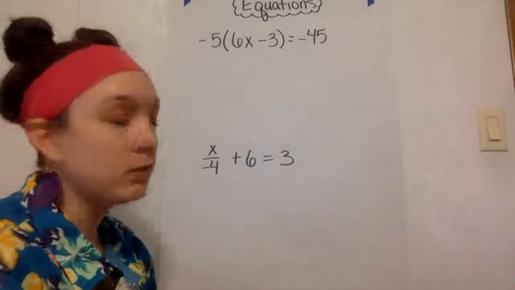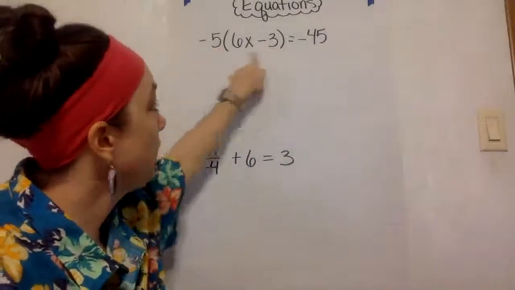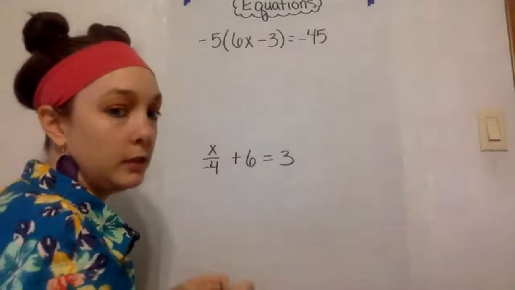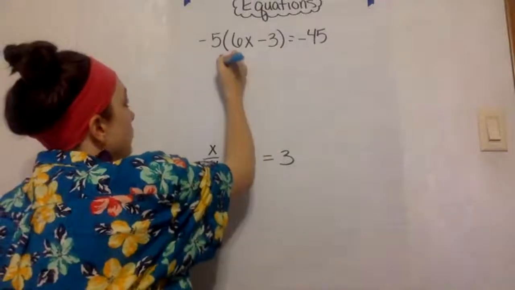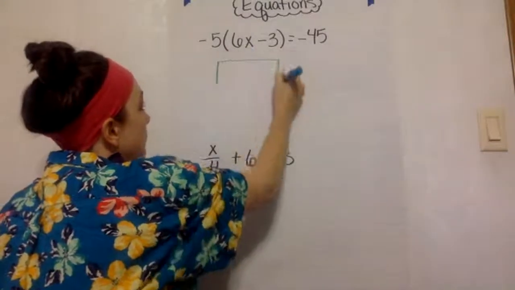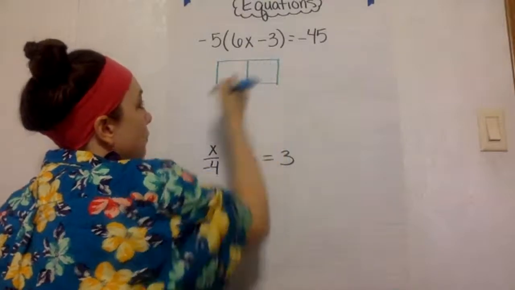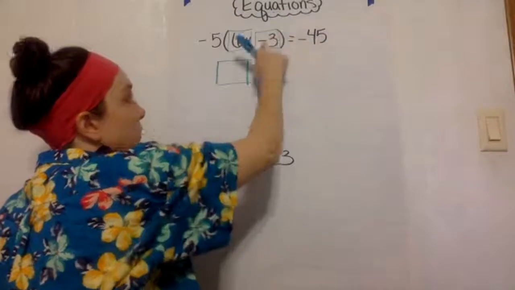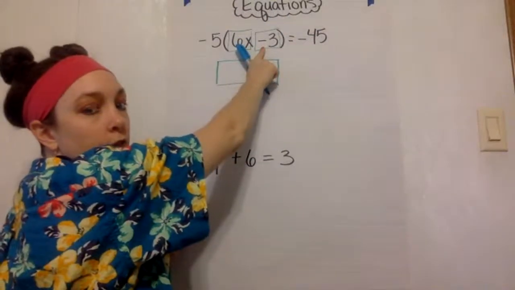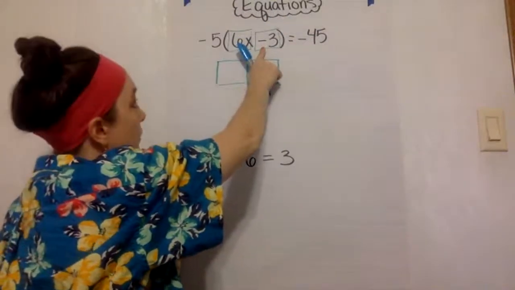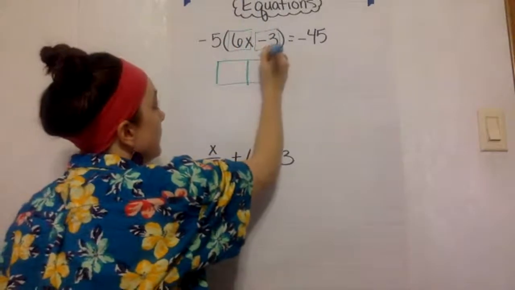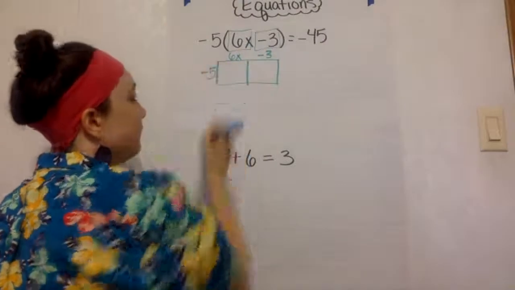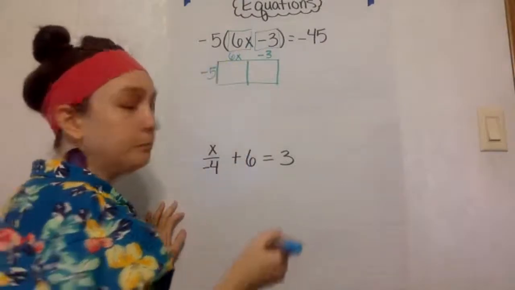Before we do anything else, we need to get rid of this parentheses, right? So that's distributive property. So we're going to draw our box. There's two terms here, one here and one here. Don't forget, whatever sign is in front of the number goes with it. So I've got -3, 6x, and -5 goes out front. You guys remember this, right?